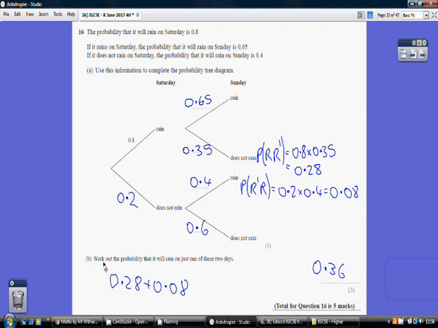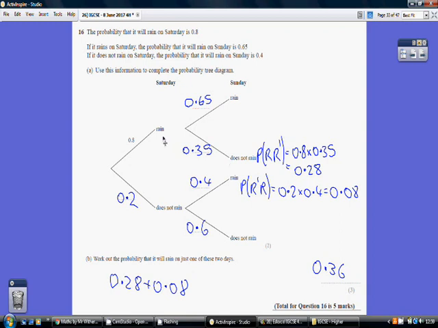Now for part B, we've got to work out the probability that it will rain on just one of these 2 days. So either it rains and then it does not rain, or it does not rain and then it rains. So what probabilities do we pass going down these 2 separate paths? 0.8, 0.35 and 0.2, 0.4.